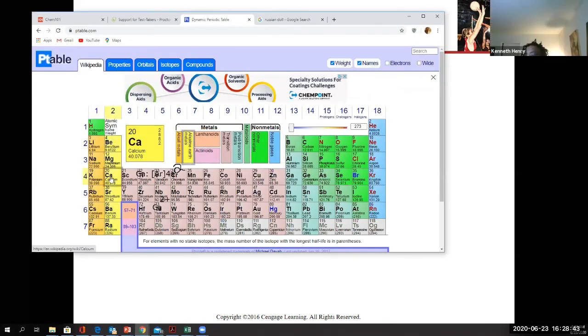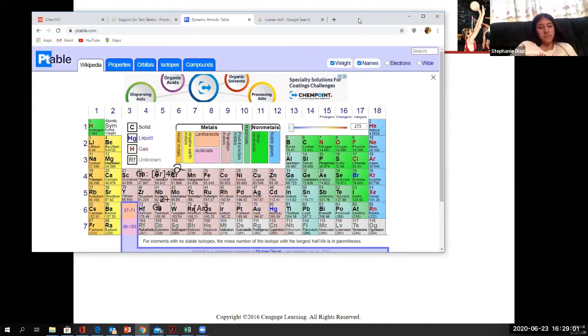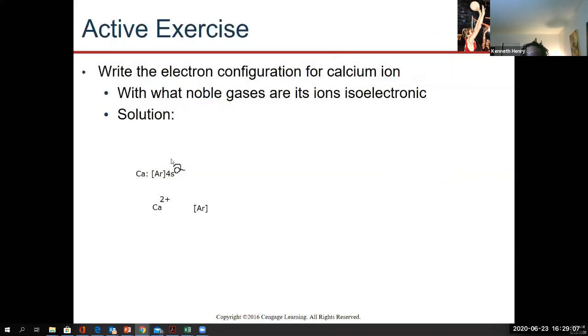Okay, so you would just put the Ar in brackets. So calcium is right here. It's going to be losing 2 electrons, right? So 1, 2, to be like argon. Oh, okay, because it's a lot easier for it to do that than gain a whole bunch, right?